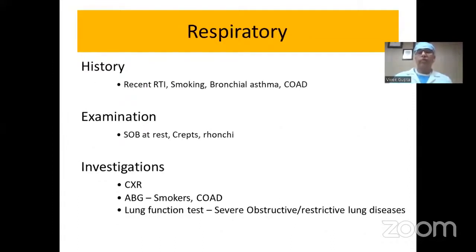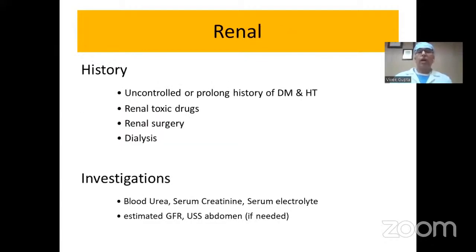To evaluate the respiratory system of the patient, take any history of recent respiratory tract infection, smoking, asthma, or COPD. Is the patient having shortness of breath at rest? Are there crepitations or bronchi? Look at the X-ray. If the patient is a chronic smoker or has COPD, look at the blood gases. A lung function test is required if we suspect a severe obstructive or restrictive lung disease, but one should be careful with a patient who is having angina.